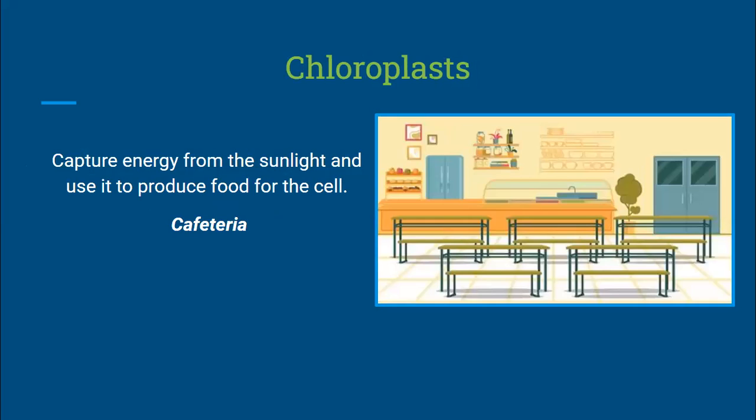Chloroplasts capture energy from sunlight and use it to produce food for the cell. This is similar to a cafeteria, as a cafeteria is used to send food to people so they can eat and gain energy throughout the day.